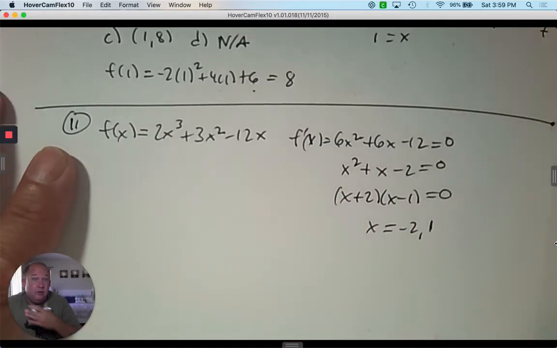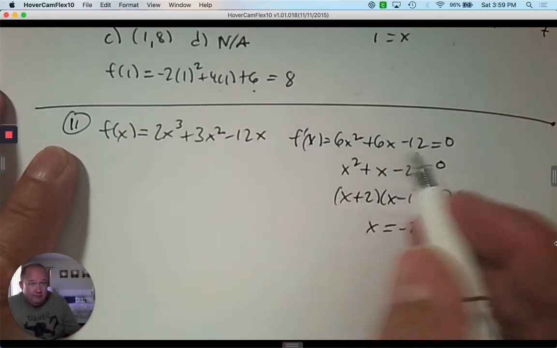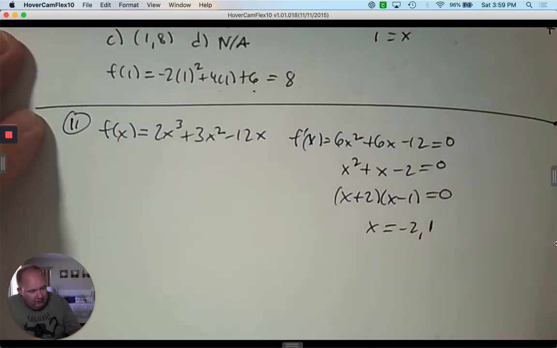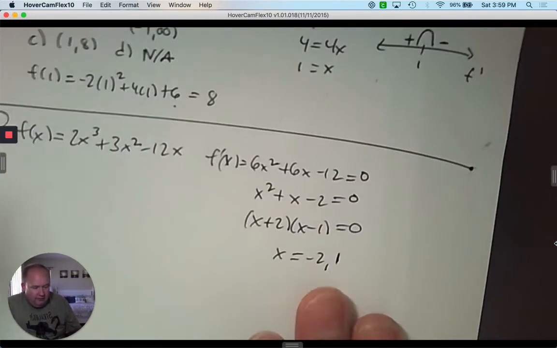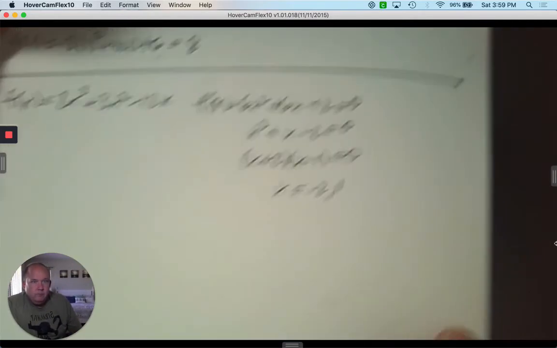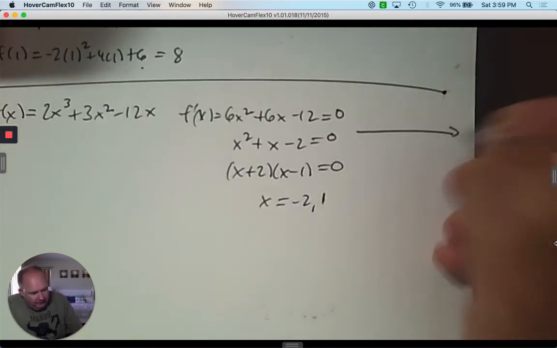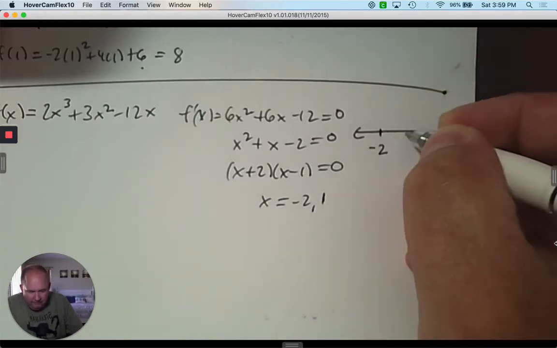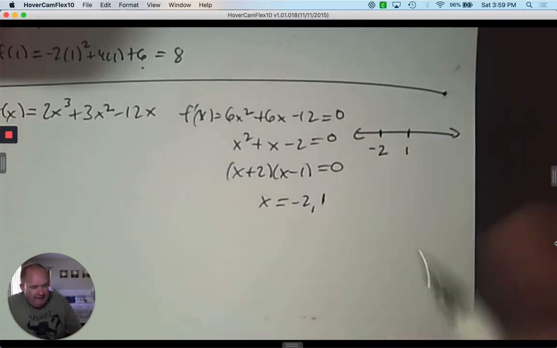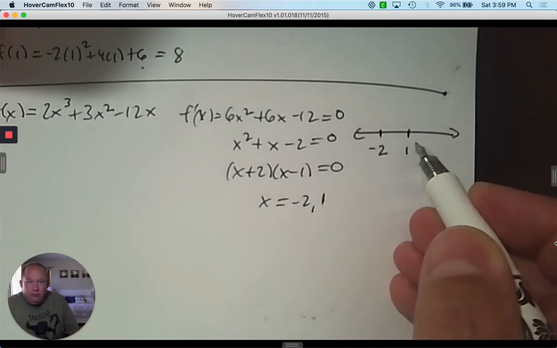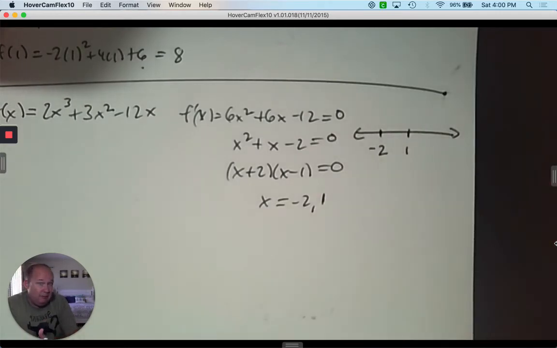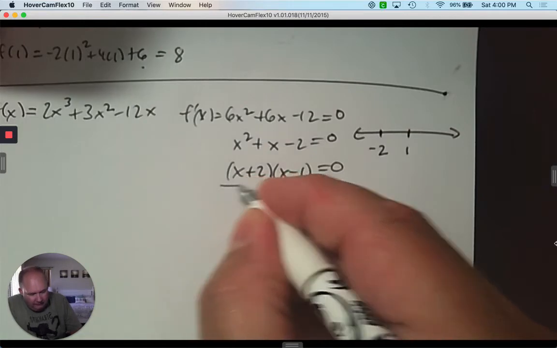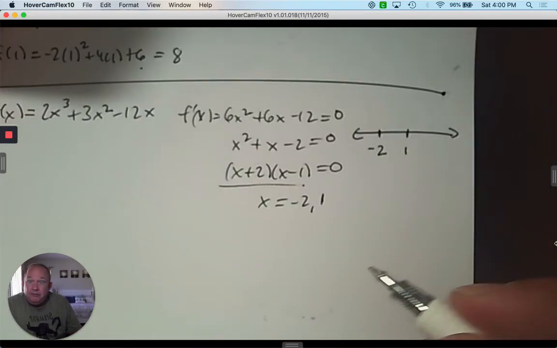We also need to know, is there anything that makes this derivative undefined? No. So now we're going to draw a number line. So I'll do that over here. On this number line, I now have 2 numbers to put on it, and I'm going to put them in order, negative 2 and 1. Then I'm going to pick a number in each interval and test them to see if the answer is positive or negative. I'm going to use the factored form of the derivative because it'll be easier.